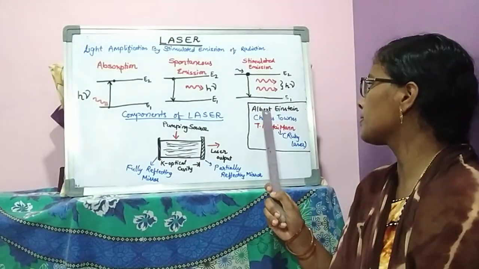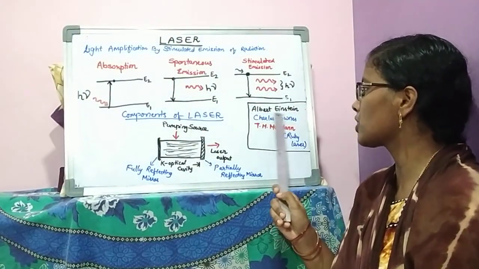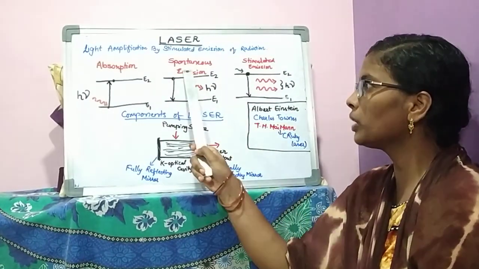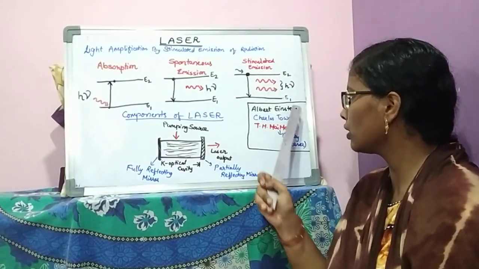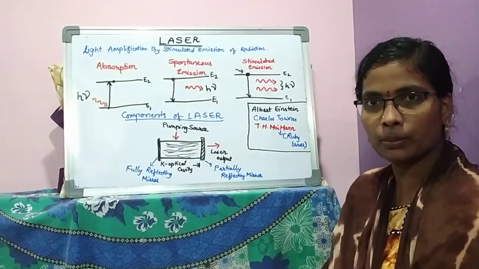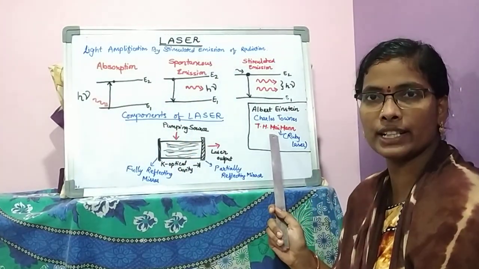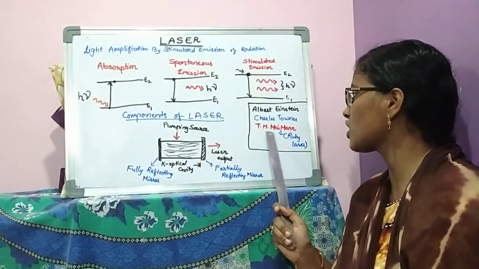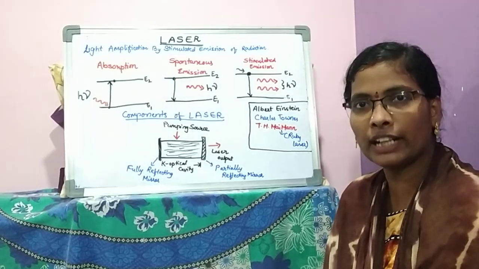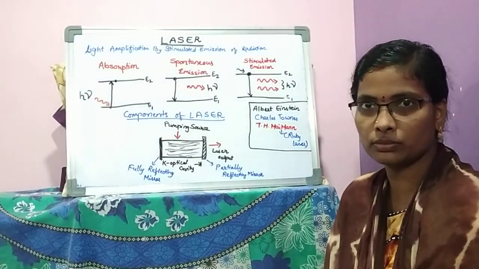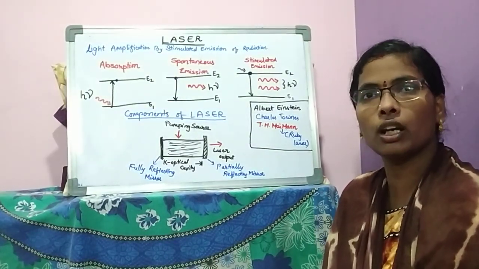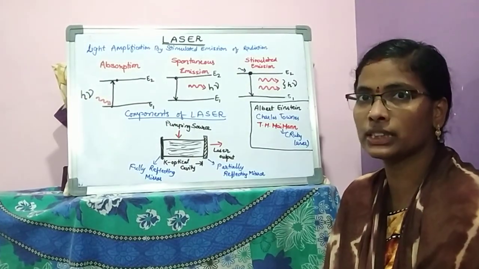Now, as I had written, Albert Einstein is the first one who put forward the theory of stimulated emission. Based on his theory, Charles Townes and his co-workers brought the concept of laser. The first laser, in the year 1960, was discovered by T. H. Maiman, who discovered the ruby laser. It is a solid state laser and produces a pulsed output. In our syllabus we also have the helium neon laser, which is a gas laser and produces a continuous output.